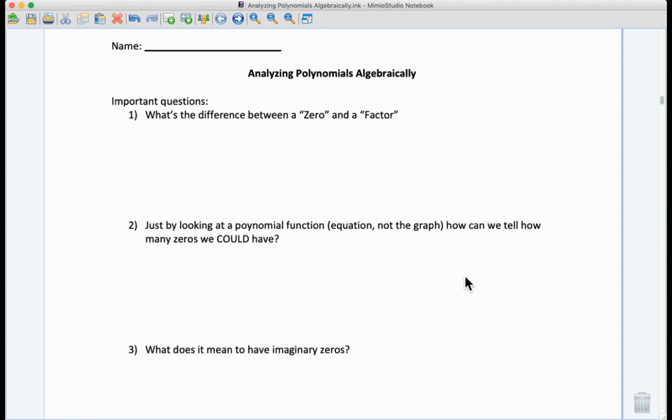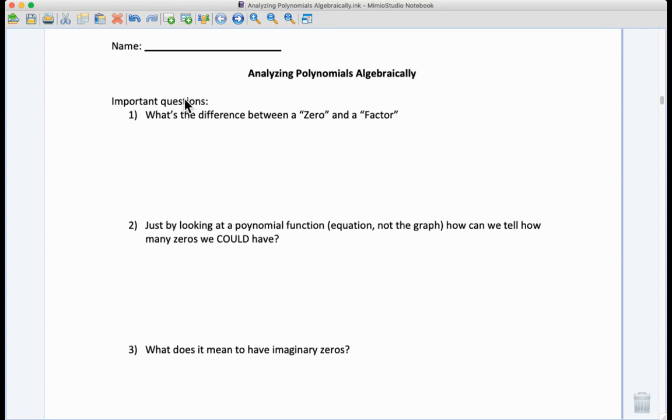Okay, so looking at polynomials algebraically. We spent time talking about them graphically, looking at a picture of the graph and being able to determine different parts of the graph. But now what we want to do is be able to analyze these polynomials only by looking at the equation. So a couple questions to keep in mind here. What's the difference between a zero and a factor?